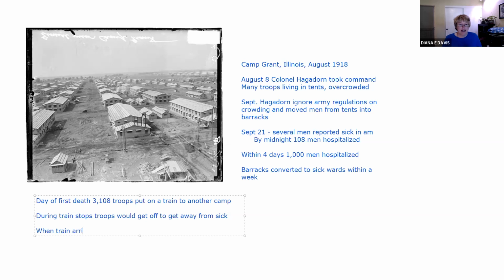When the train arrived in Georgia, over 700 men had to be rushed to the hospital. Eventually, 2,000 of them would be hospitalized, and over 300 died. 10% of the men that boarded that train died from the flu.